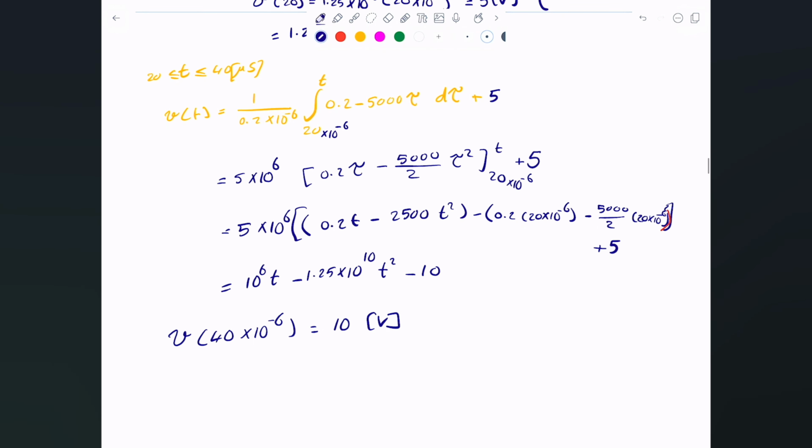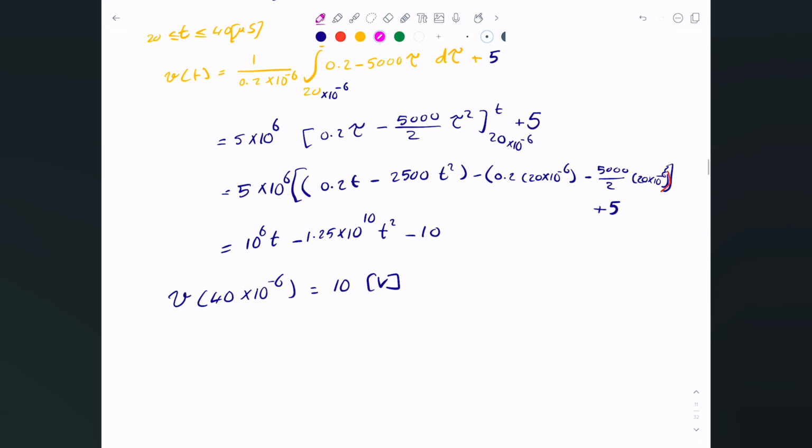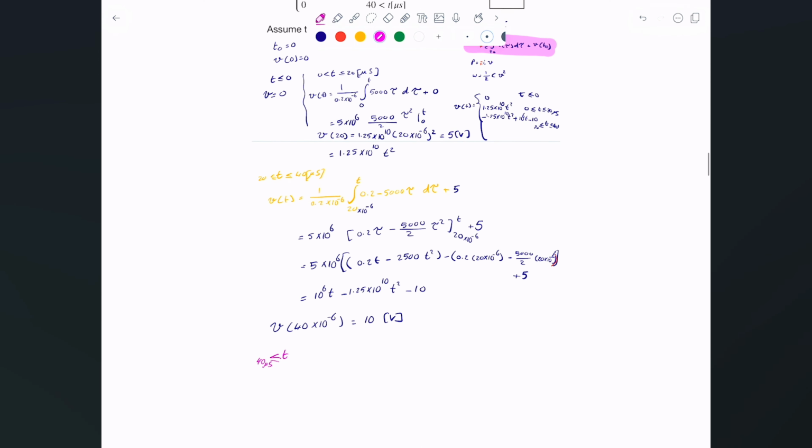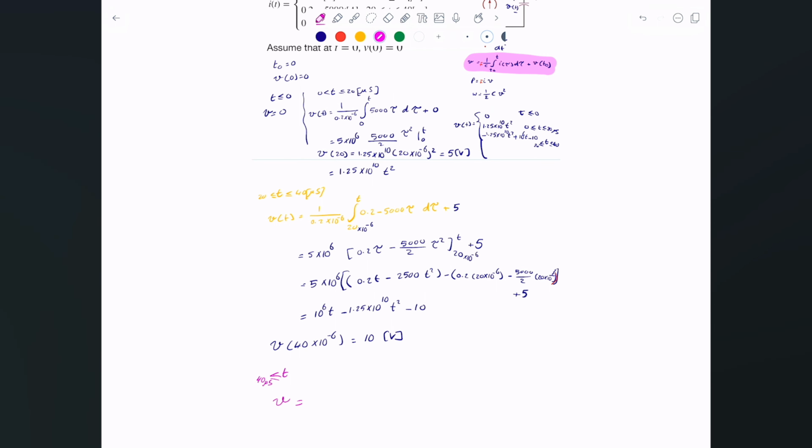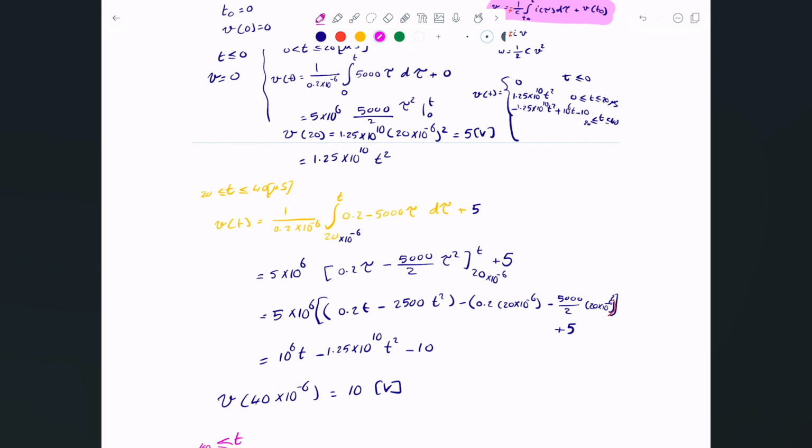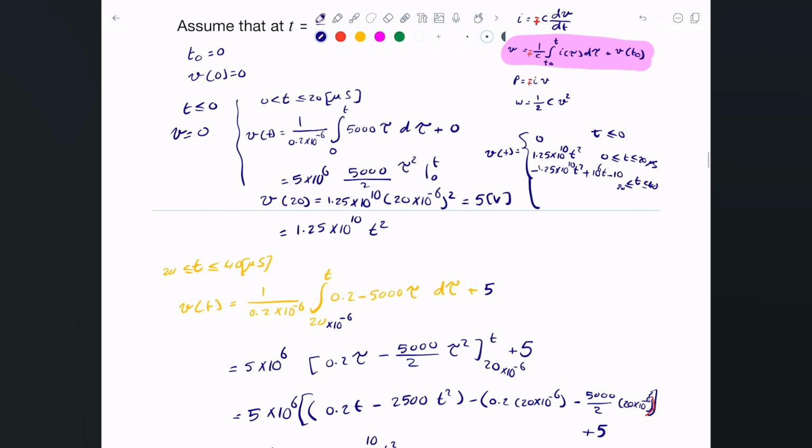All right, so for the next stage, which is the final stage, T is simply greater than 40 microseconds. Based on this particular equation, V is 1 divided by C times the integral of 0, which is just 0, plus the initial voltage. Then we go to this particular equation and we get 10 volts, and that's for T greater than or equal to 40 microseconds. So that will be the equation for V of T.